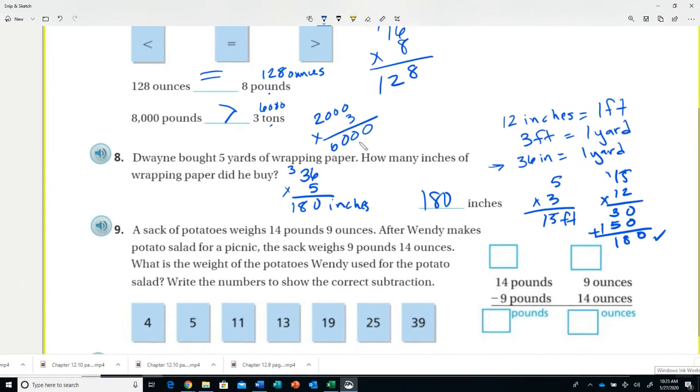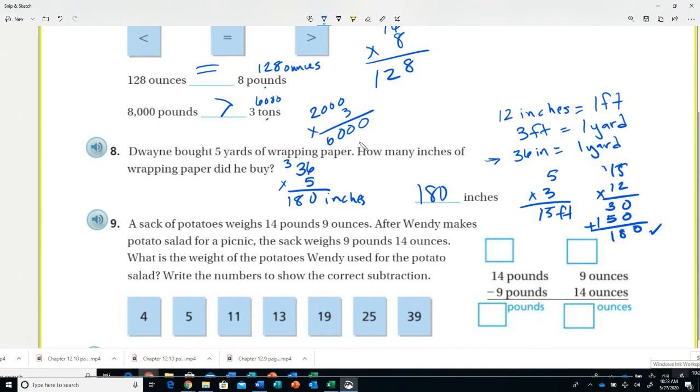Question number 9. A sack of potatoes weighs 14 pounds 9 ounces. After Wendy, oh, my name is in here, makes potato salad for a picnic, the sack weighs 9 pounds 14 ounces. I already don't like that in this question. What is the weight of the potatoes Wendy used for the potato salad? Write the numbers to show the correct subtraction.